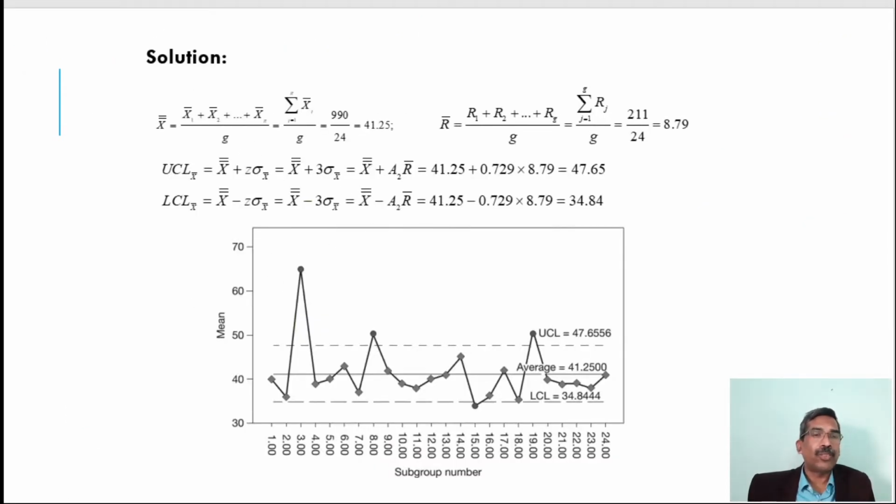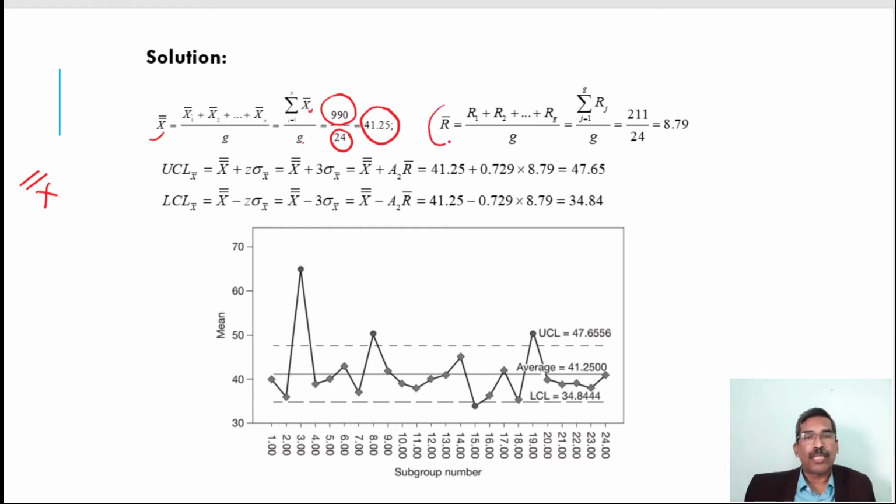This is the formula used for the x double bar, that is summation of x bar divided by g. So this is summation of x bar, which is calculated here, 990, and the total number of subgroups, 24. So this is the value of x double bar. Now this x double bar shows the average of the entire subgroups, not for a particular subgroup.